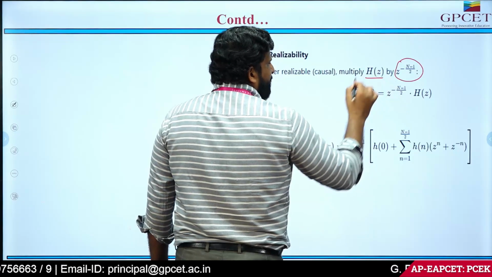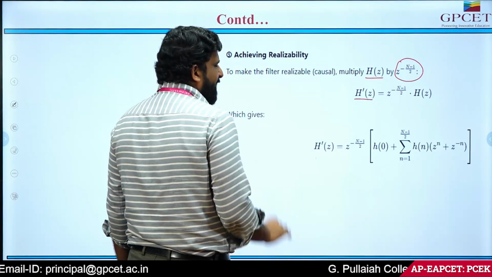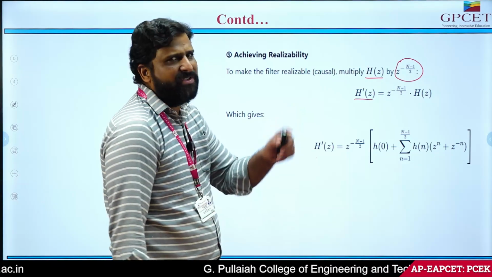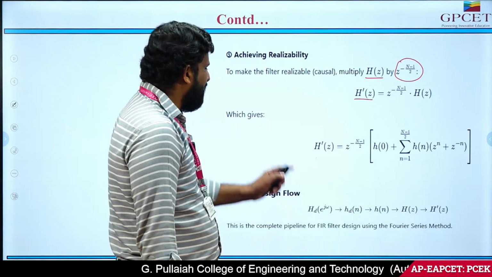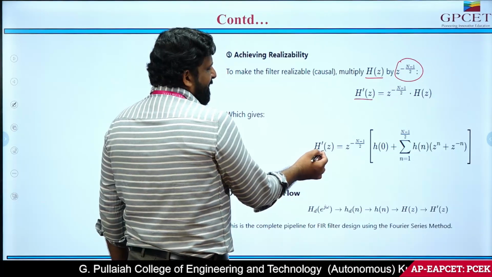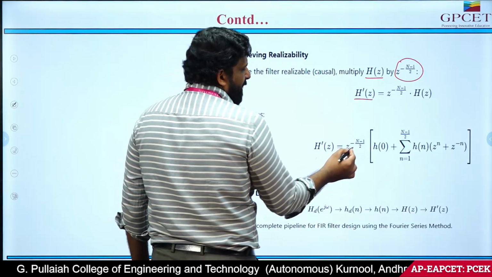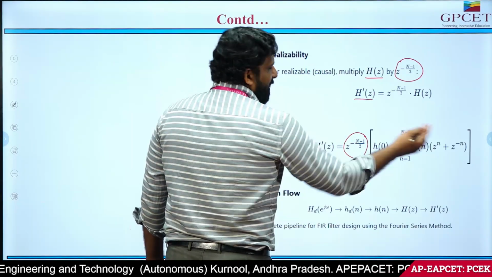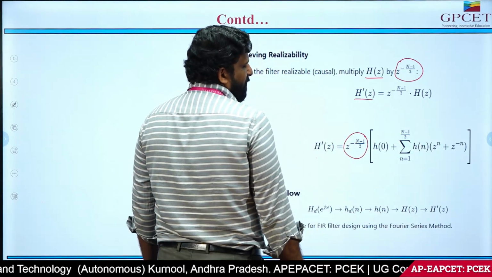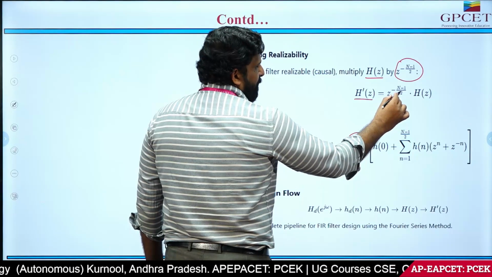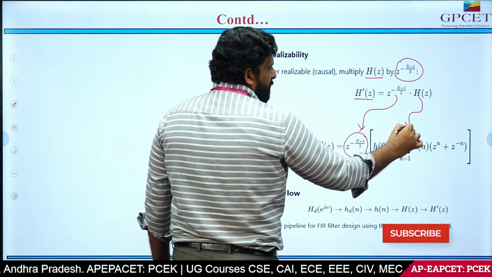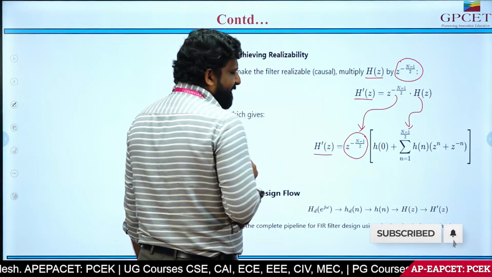Then it will be converted into H inverse of z, which will be a completely causal filter. The finalized equation I am going to get here is H inverse of z, where I am multiplying z to the power of minus (N minus 1)/2 to the formed transfer equation H of z. So z to the power of minus (N minus 1)/2 into H of z. By multiplying, it has formed as H inverse of z.